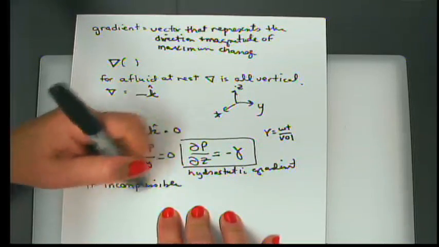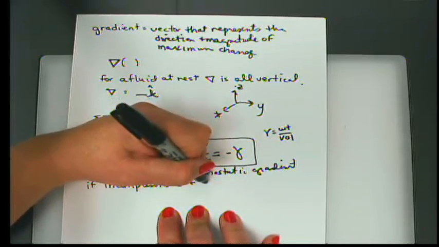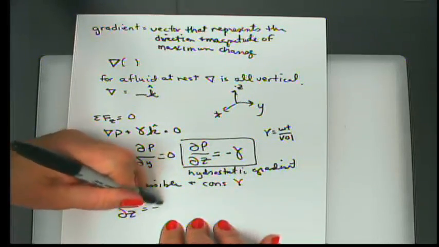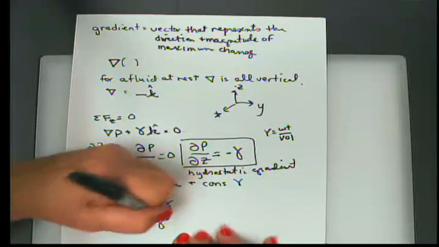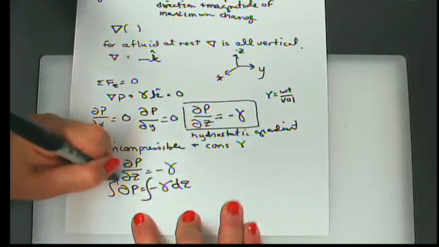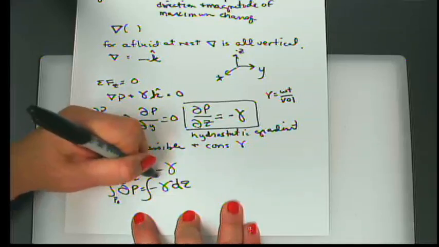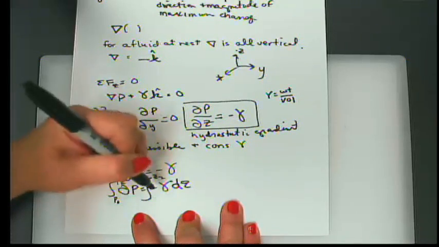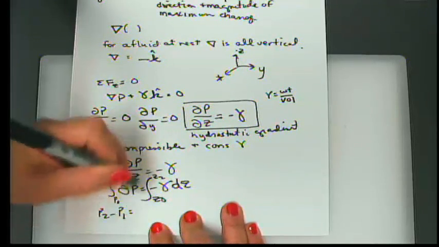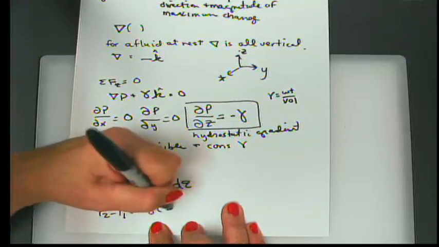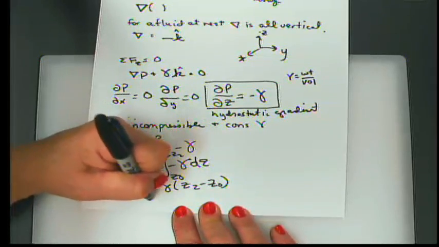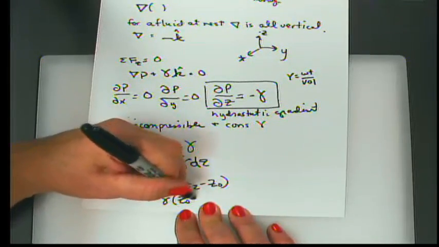So if it's incompressible and constant density, or constant gamma, dp/dz equals minus gamma, dp equals minus gamma dz, and if you do the integration from p1 to p2, from z0 to z2, you find that p2 minus p1 is equal to minus gamma, which comes out, times z2 minus z0, or it's often rewritten so that this is gamma times z0 minus z2.